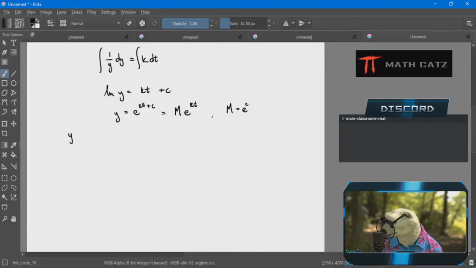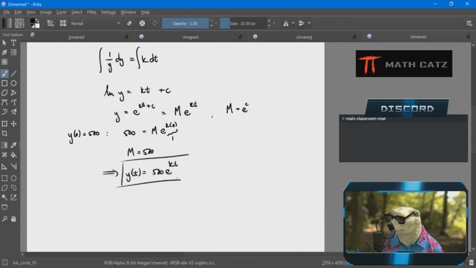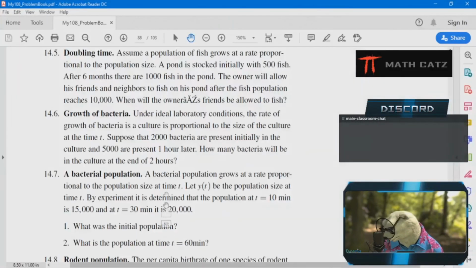So I then use the fact that my initial population is 500, plug it in, 500 for y, 0 for t, to get M equal to 500. And big surprise, my function is the initial population times e to the kt. I still need to find k to be able to use this function completely, but they also give me extra information.